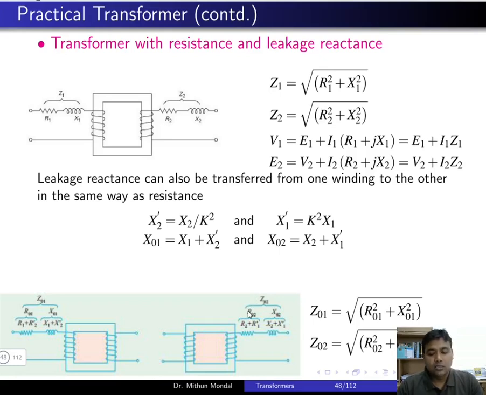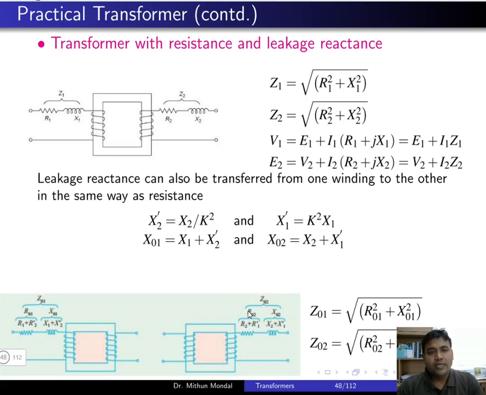So last class in transformer, we were discussing the parameters of the transformer winding and how the losses are represented in the winding. We have discussed that the core loss and the copper loss as well as the leakage loss are represented by different parameters in the transformer winding. And since the transformer is a two-winding one, it's better to transfer one side into the other so that the calculation becomes easy.